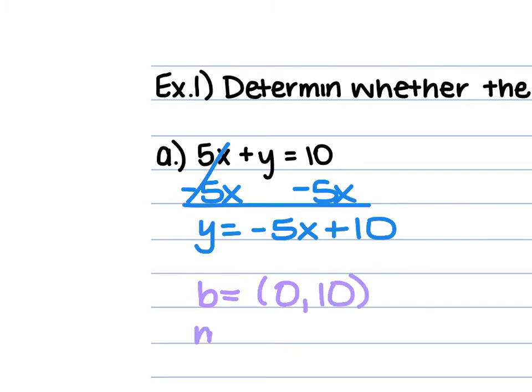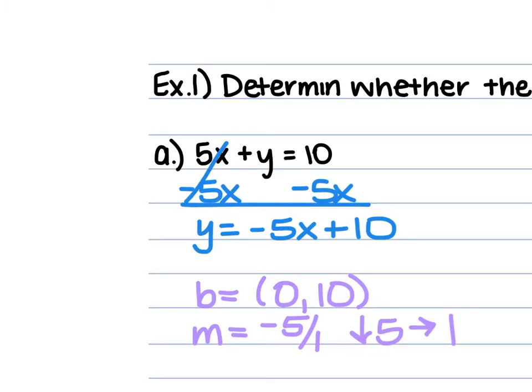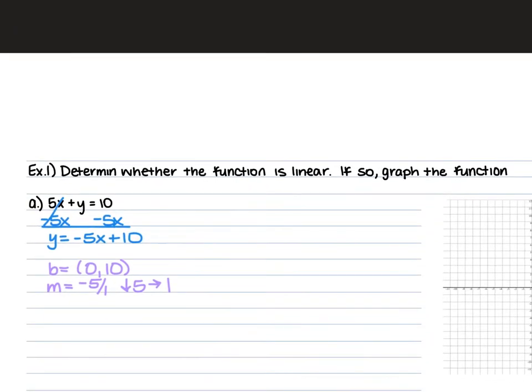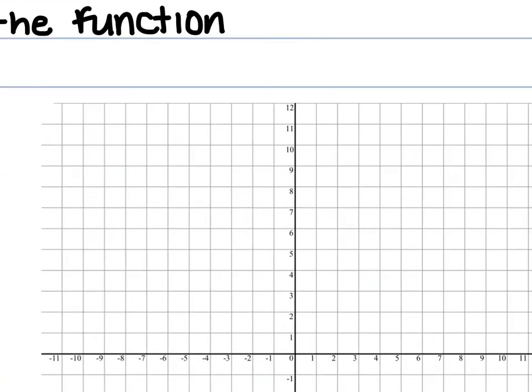And then my slope is negative 5, so we're going to go down 5 to the right 1. So from here, I'm going to have my first point at 0, 10. And then from there, I'm going to go down 5 and to the right 1.